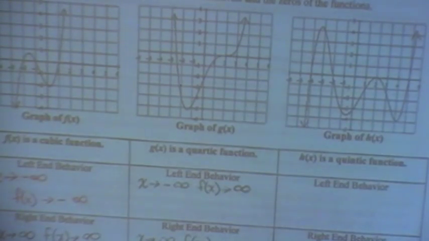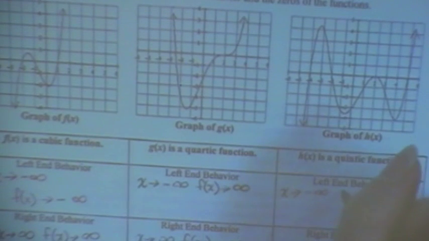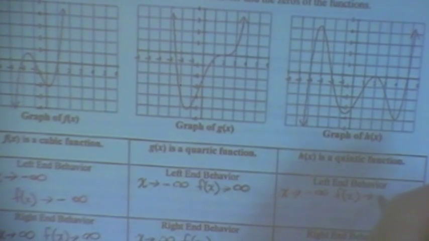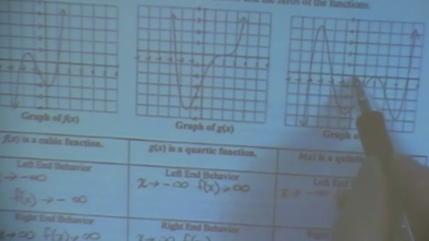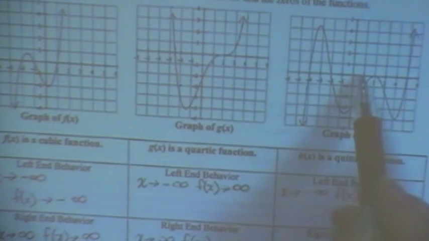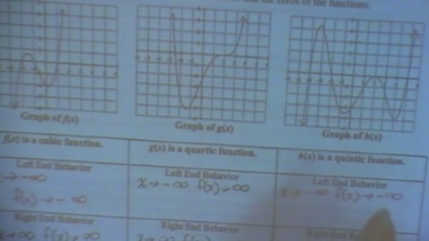As I read this graph, left end behavior. As x is approaching negative infinity, so reading from the middle to the left, what is f of x doing? It is going to negative infinity. And as we read from the middle, so the right end behavior, as x is going to infinity, moving from the middle to the right, what is f of x doing? Positive infinity.